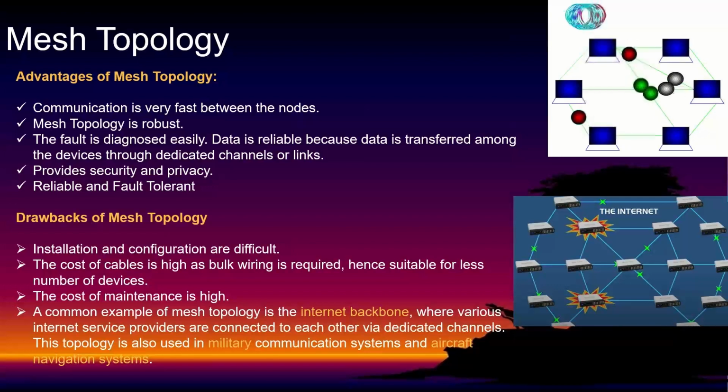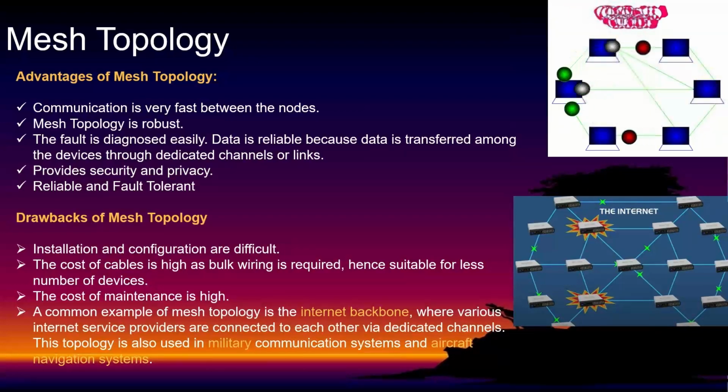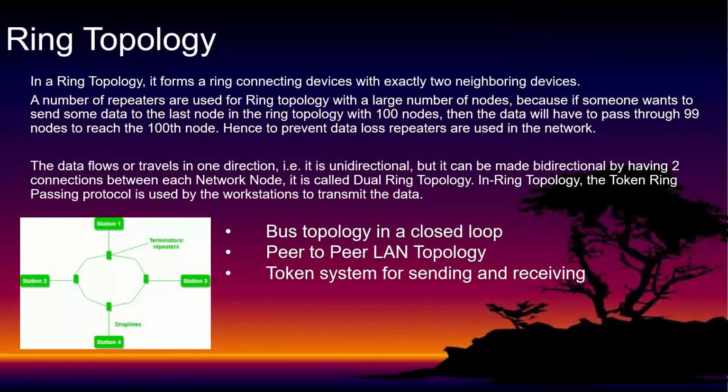Even in the cloud, the transit gateway concept, right? The VPC peering concept, these are all developed based on mesh topology, right? And not just here, even in military communication and even in aircraft navigation systems, we are using mesh topology. So there are advantages and disadvantages for the mesh topology, like what I have highlighted above. But yeah, there are a lot of use cases with mesh topology.